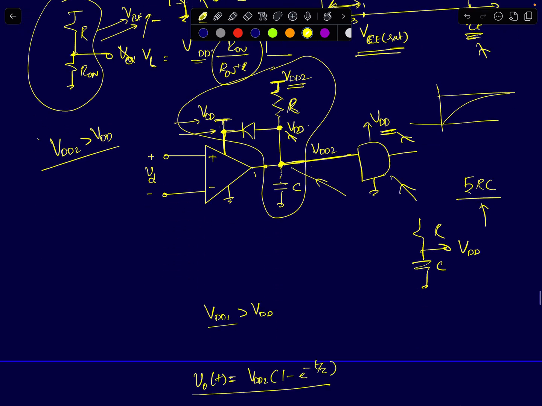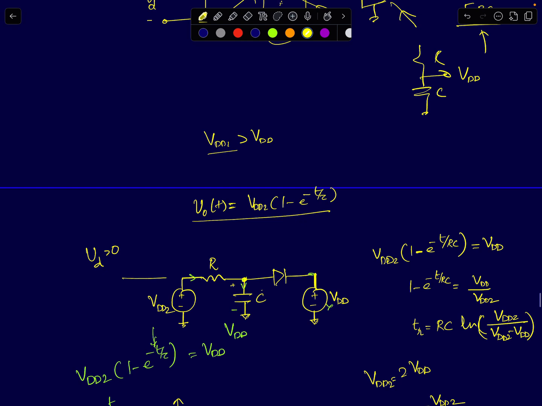Okay, so I have drawn this part of the circuit here, VDD2 to the output node through a resistor. This is the output node V0, and I've connected a diode from the output node to the supply voltage VDD. Since we are focusing on the charging path, for the sake of simplicity, we'll assume the voltage across the capacitor to be 0 volts. Initially the capacitor is discharged to logic 0. Here logic 0 is not exactly equal to 0 volts, but I'll assume it's close to 0 volts.